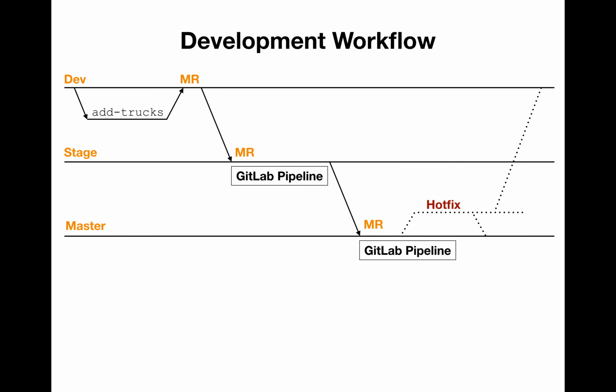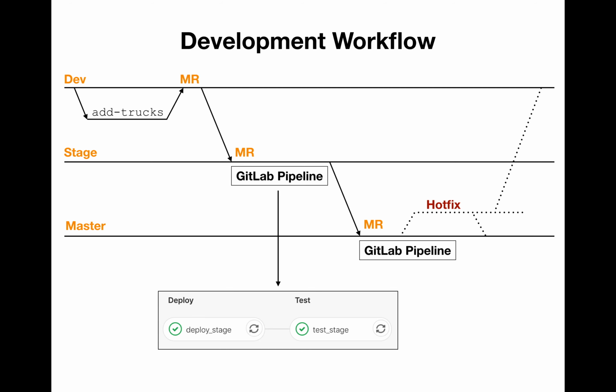So this shows the workflow that I'm going to demonstrate at the end of this video. We're going to branch off of the dev branch. We're going to create a branch called add trucks. We're going to merge that back into dev. Then we'll merge dev into stage. And when this merge happens right here, the GitLab pipeline will be instantiated.